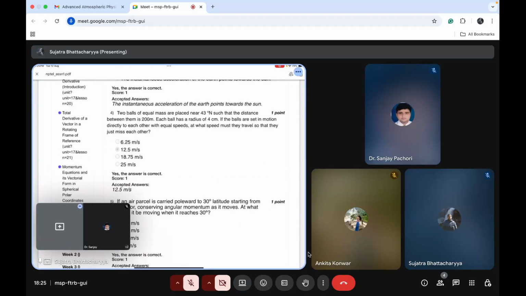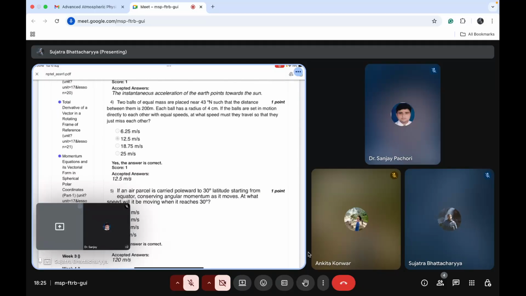Okay, so this is another. The fourth question is very interesting, and you need to think about how you will solve this question. So let us try that. It is a very good question. Two balls of equal mass are placed near 43° north. Let's forget about 43° north for the time being, such that the distance between them is 200 meters. Each ball has a radius of 4 centimeters. If the balls are set in motion directly toward each other at equal speeds, and each and every word is very important, at what speed must they travel so that they just miss each other?